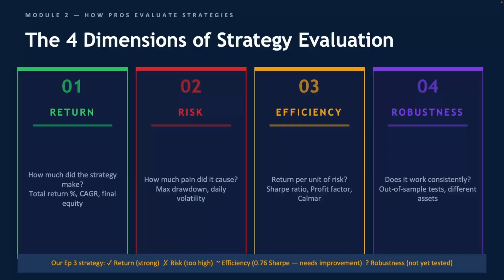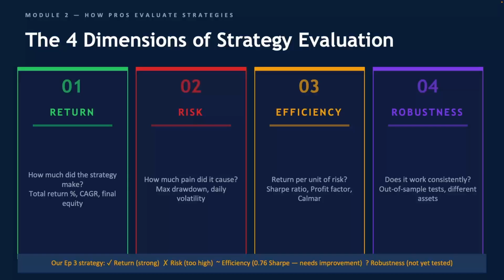Most traders focus on 3 numbers: total return, win rate, and number of trades. These feel important, but they are actually incomplete without context. A strategy that made 500% last year could be completely untradeable if it required holding through a 90% drawdown to get there. Here is the framework professional quants use instead.